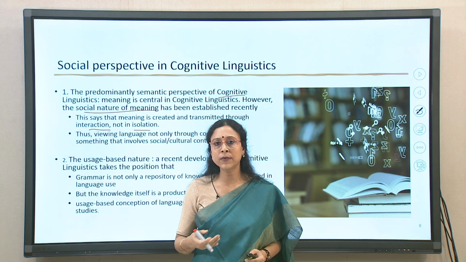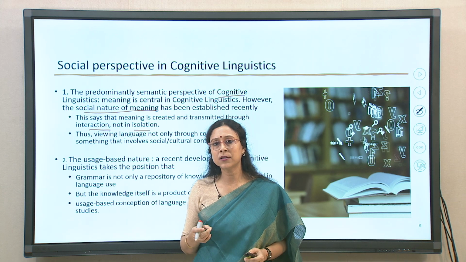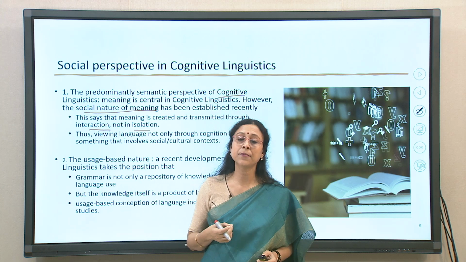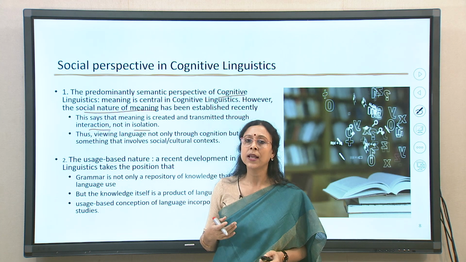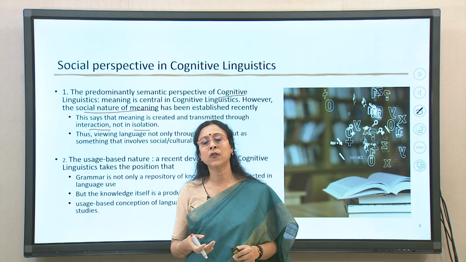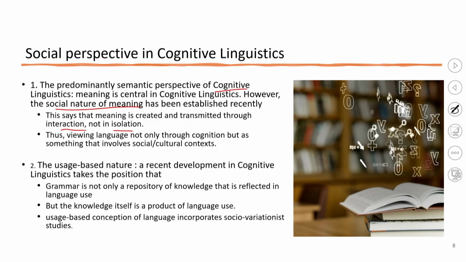Now, the social turn within cognitive linguistics makes it an important notion that meaning is created in interaction. Meaning is often not static, it is dynamic. So, the changes of meaning come through interaction rather than remaining static. Thus, we view language not only through cognition, but as something that involves social and cultural contexts. It is not only in your mind, not only a part of your cognitive mechanism of conceptualizing, but there is an interaction with the socio-cultural context. That is what marked the social turn in cognitive linguistics.